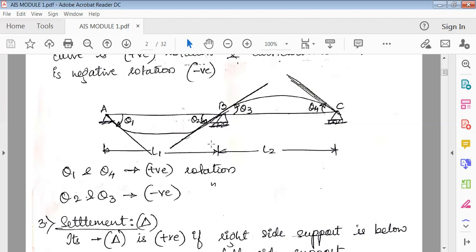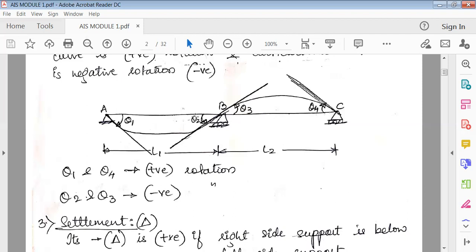Now this is the original shape of the beam and this is the deformed shape of the beam. You should decide how the rotation has taken place from the original shape to the deformed shape. Just draw a line here, show an arrow. This is the original shape, this is the deformed shape. How did the deformation happen at A? The deformation at A is clockwise, so it is theta 1.